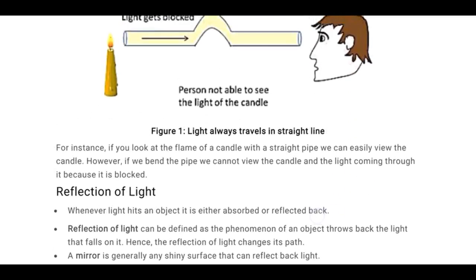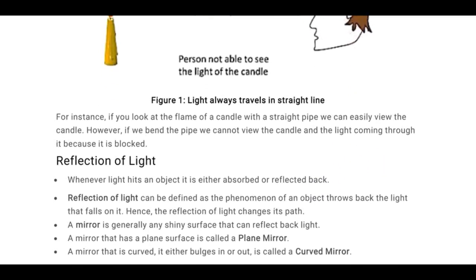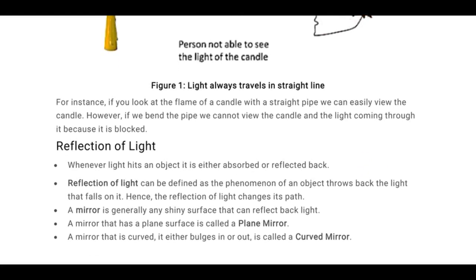Then, in most of the cases we are able to see objects only when light reflects back from the object, right? So we want to know what reflection is. Whenever light hits an object, it is either absorbed or reflected back, right? If it is a transparent object, it will absorb some energy. If it is an opaque object, it will reflect most of the light when it falls on the object, right?